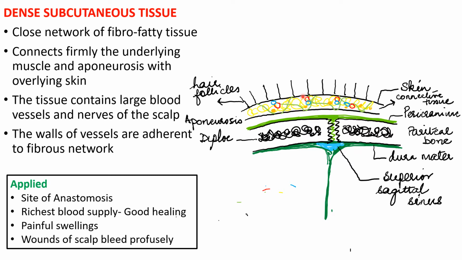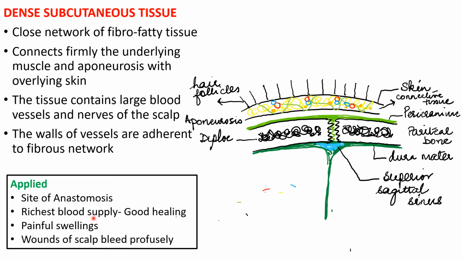The fat has got loculated in small pockets by means of these fibrous septa, which are running from the overlying skin to the underlying aponeurosis. Now, what are the clinical conditions which arise as a consequence of this anatomy of the connective tissue layer? Number one, this is the area which has the richest blood supply in the body. A large number of arteries, which are branches of the external carotid artery and branches of the internal carotid artery, form an anastomosis in the scalp. So it has a rich blood supply.